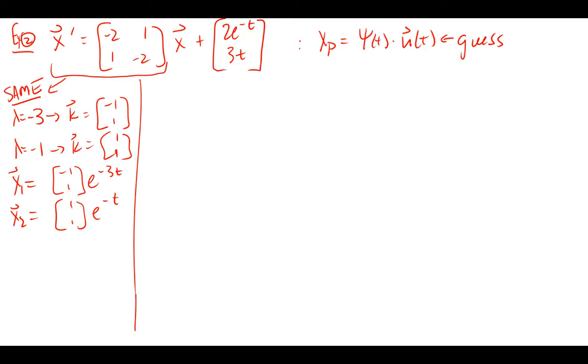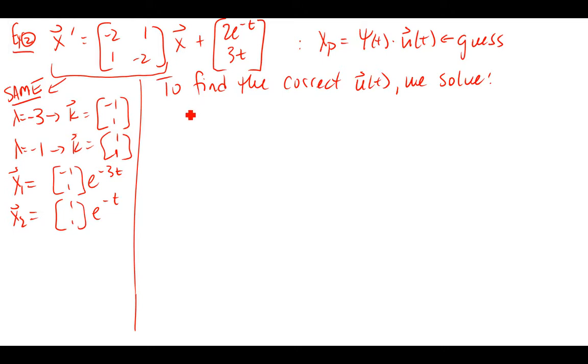Okay, so we know that in order to find the correct U, we need to solve that phi times U prime equals G. Let's cover your G. Okay, that's what we're about to write down in expanded format, right? That's what the substitution boiled down to.